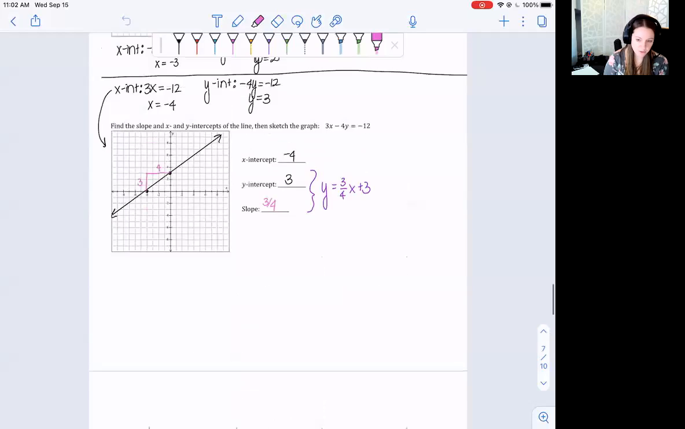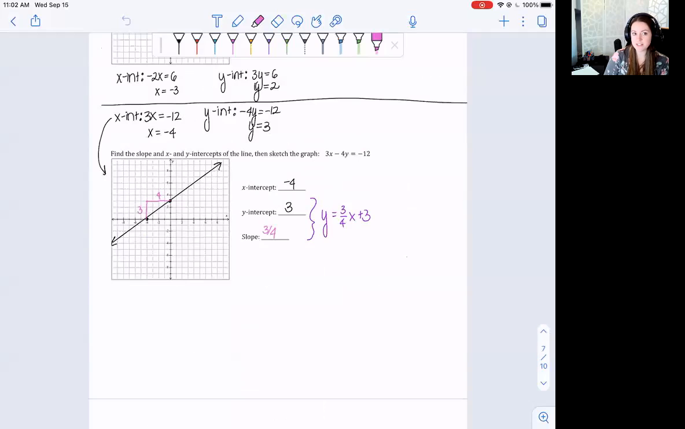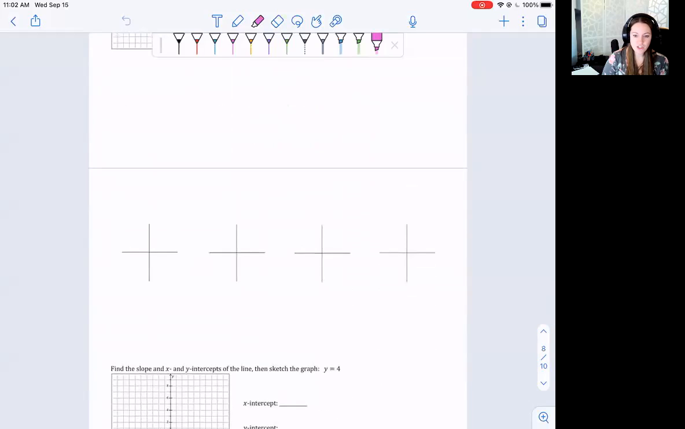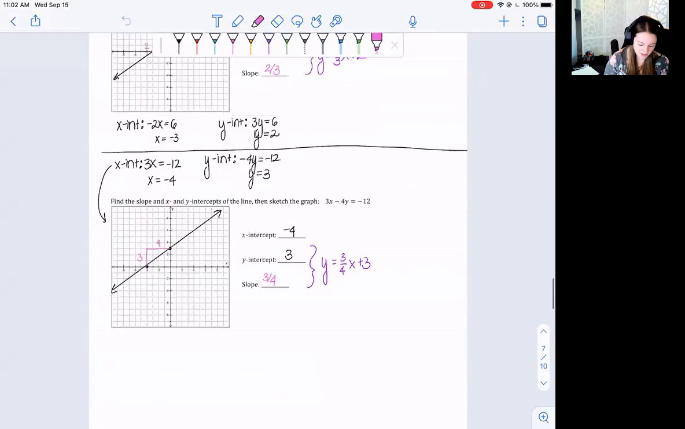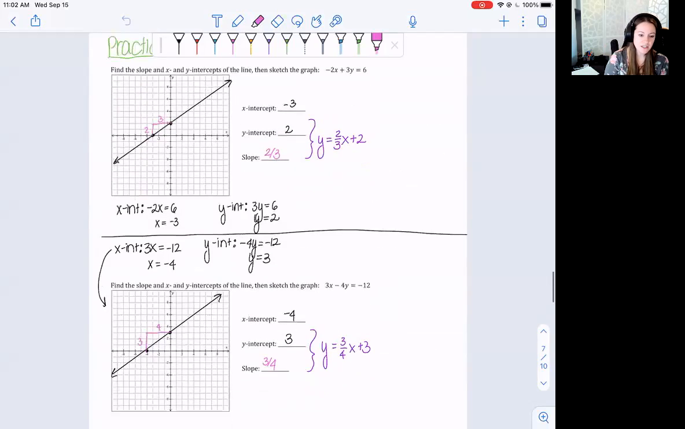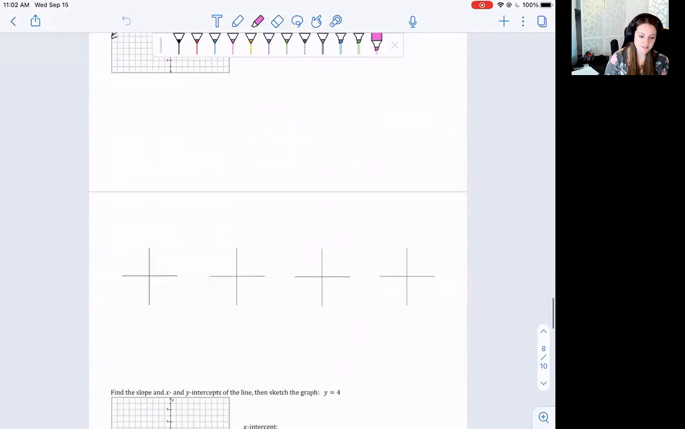All right, so I am on the worksheet that we were working on yesterday because we didn't get a chance to finish it. So I wanted to finish this worksheet and then go over today's material. So this is where we left off. We finished these problems here where we went and found the X-intercept, Y-intercept, slope, and graphed the lines.